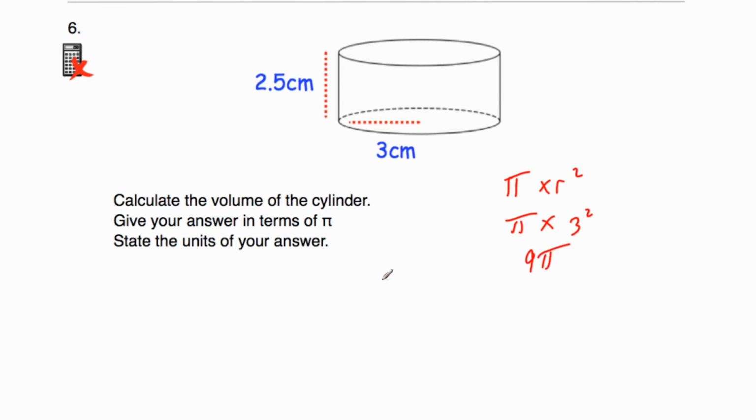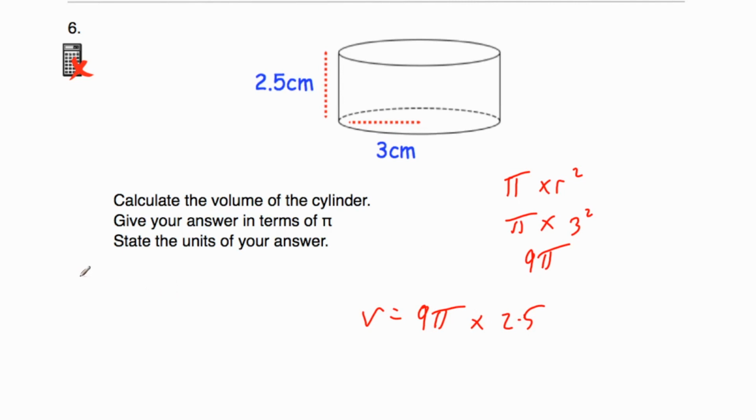Now to find the volume of the cylinder, the volume is equal to 9 pi multiplied by the height or the length of the cylinder. So the height of the cylinder is 2.5. So if we do 9 pi times 2.5, that will be the volume of the cylinder. So let's do 9 times 2.5 to begin with to see what that is, and then that'll be how many lots of pi we'll have.